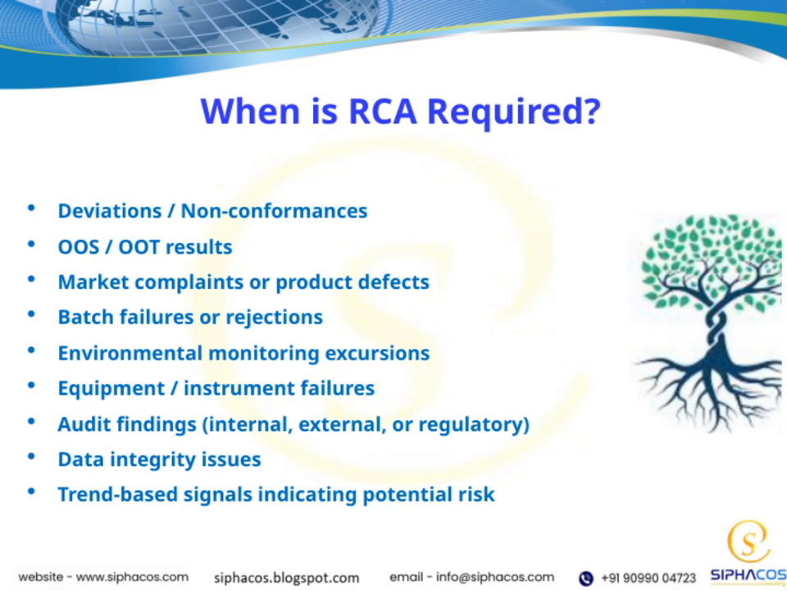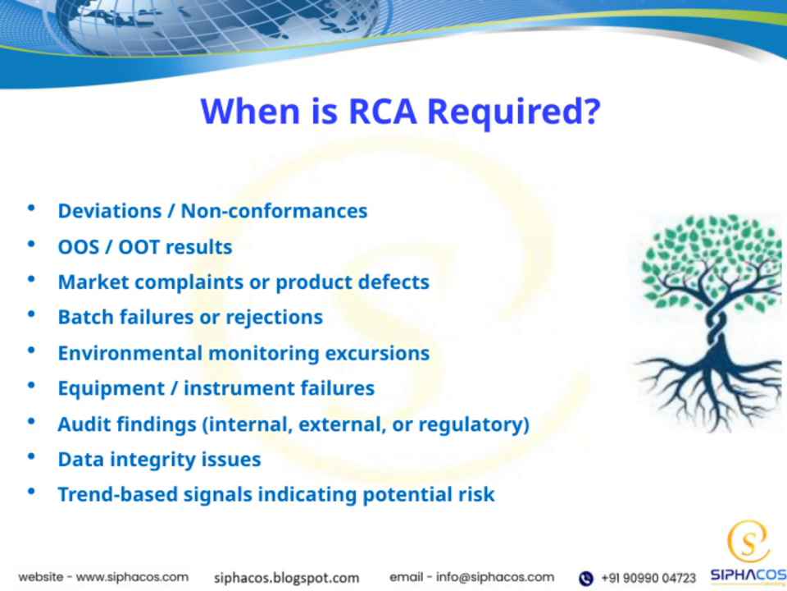Batch failures or rejections are another key trigger. If a batch doesn't meet quality standards, RCA helps us understand what caused the failure. Environmental monitoring excursions, like unexpected changes in temperature or contamination levels, also require investigation to maintain a controlled environment. Equipment or instrument failures are obvious signs that something technical needs a closer look, and conducting an RCA can prevent recurrence. Audit findings, whether from internal reviews, external inspections, or regulatory audits, often point to systemic issues that need resolution.